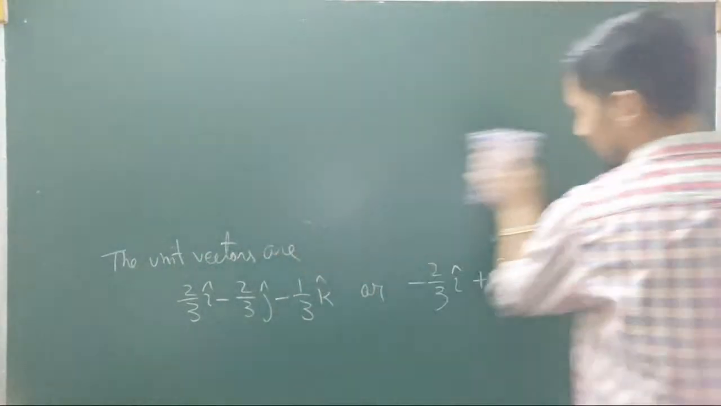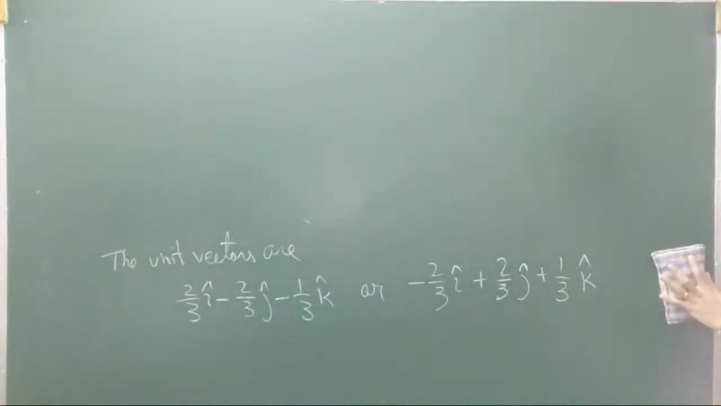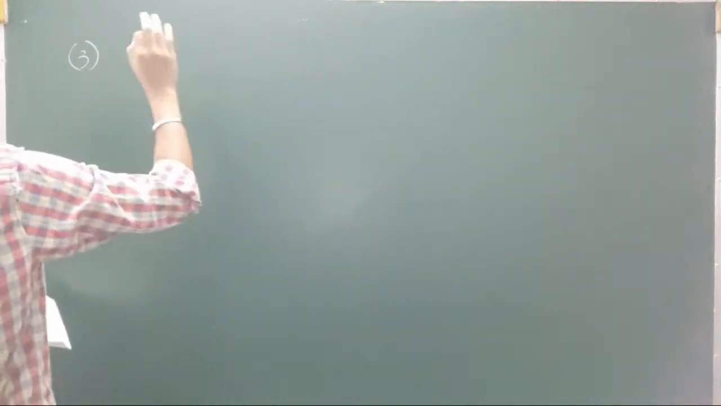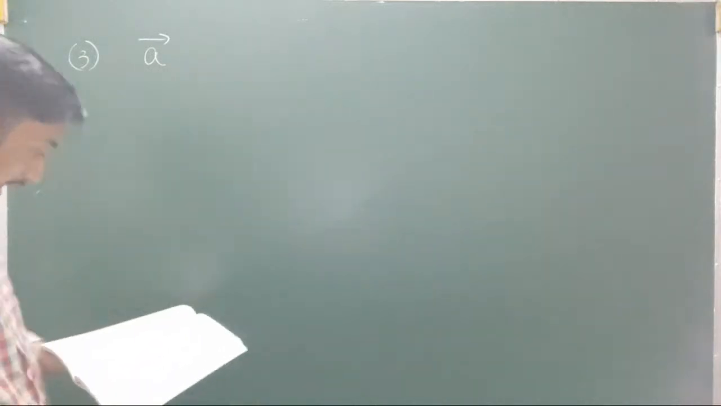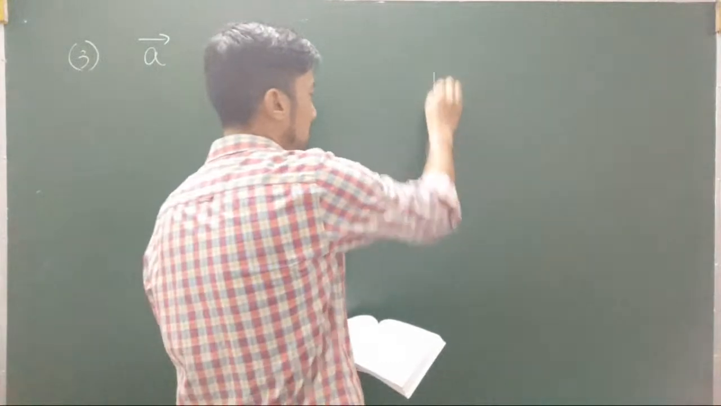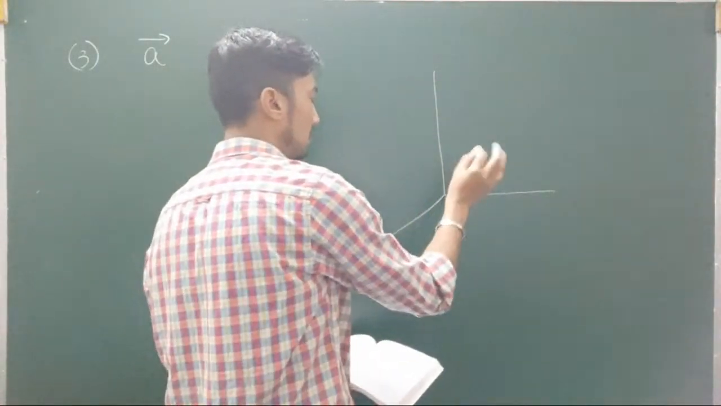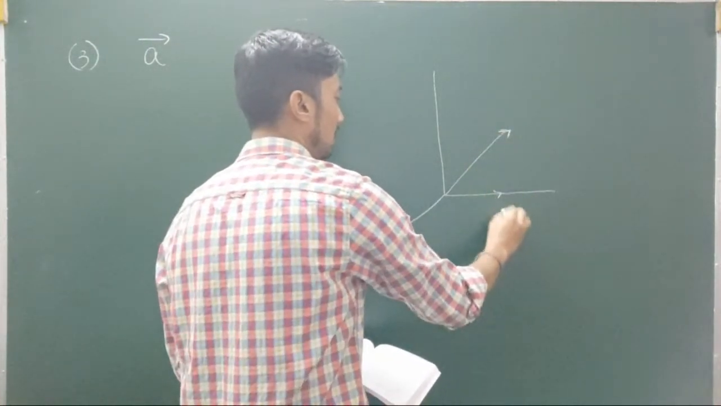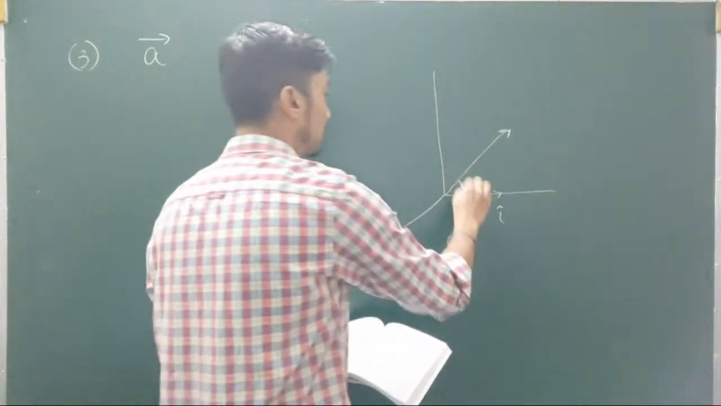Alright, let's move to question number 3. What is question 3? If a unit vector A makes an angle of pi by 3 with... just an example, okay, just an example, something like this. So there is a unit vector, and the unit vector is making an angle of pi by 3.